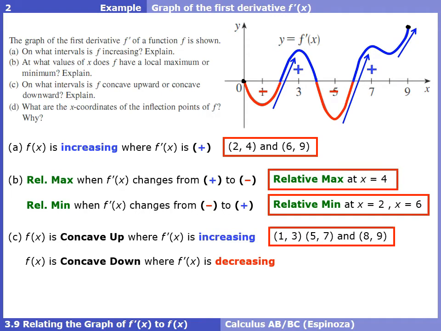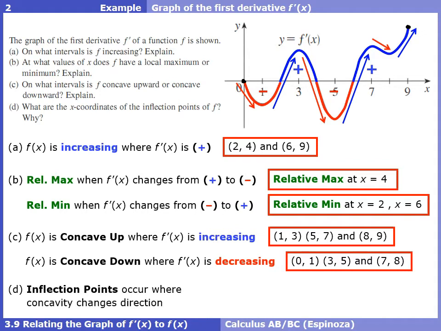Conversely, concave down is where the first derivative is decreasing. If you need a review of these ideas, please go back to 3.4 for concave up and concave down. Where is this first derivative graph decreasing? Well, that's when the graph is going downward. And there are three regions for that as well: from 0 to 1, from 3 to 5, and from 7 to 8.